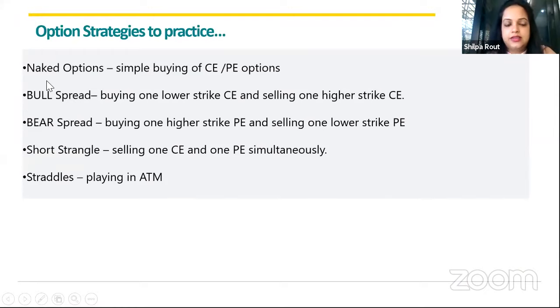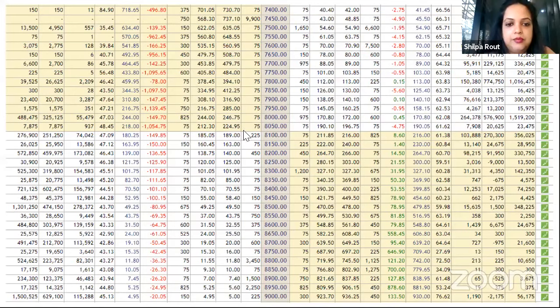Here, like I've said, there are many. What can an option trader do? You can buy any call options or put options, which are known as naked options. Suppose you are bullish, you know that Nifty will touch 8,400. So what you can do is you can just go and pick any 8,100, 150, 200, 400.